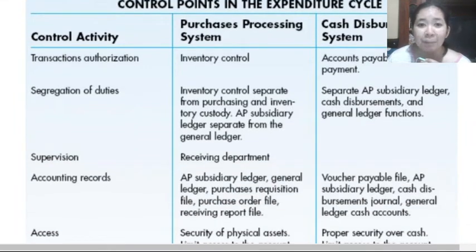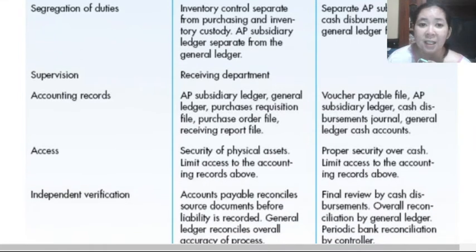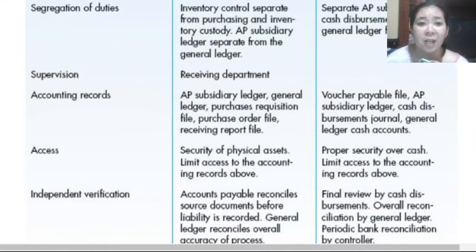For supervision, for purchases, there should be a receiving department that will be responsible for inspection of the received items. For accounting records, for purchases, accounts payable subsidiary ledger, general ledger, purchases requisition, purchase order file, and receiving report file should be maintained. For the cash disbursement, voucher payable file, accounts payable subsidiary ledger, cash disbursements journal, general ledger, and cash accounts should be maintained.